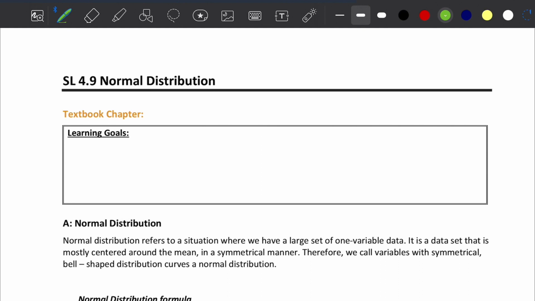Section 4.9, Normal Distribution. In this video, we will consider variables with symmetrical bell-shaped distribution curves, and we call this a normal distribution. The normal distribution is the most important distribution in statistics, but also in your curriculum. So let's talk about the normal distribution first.